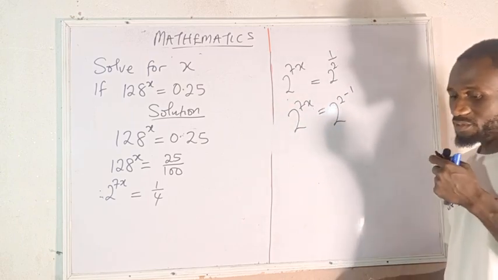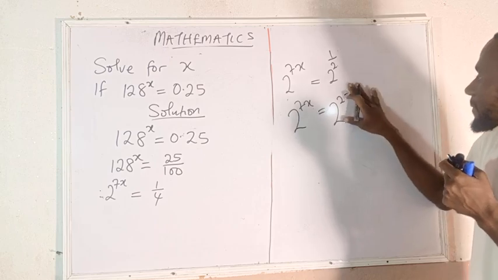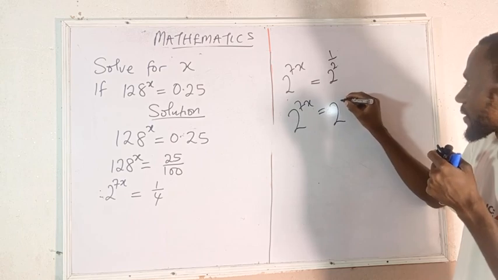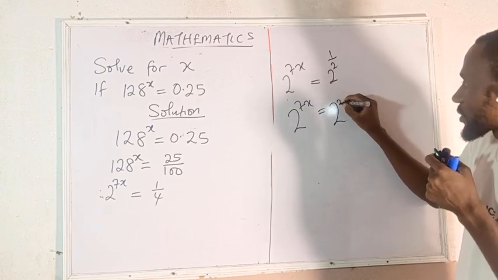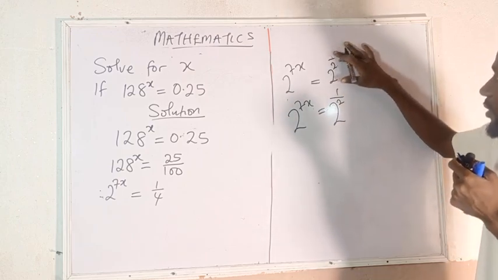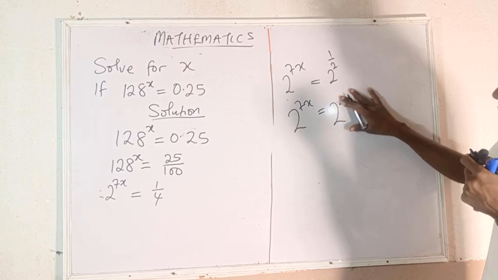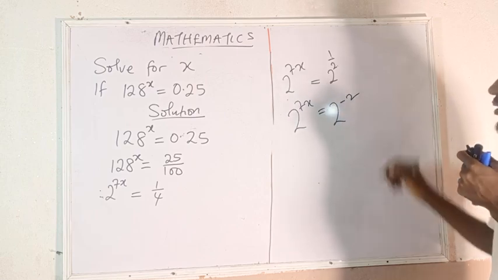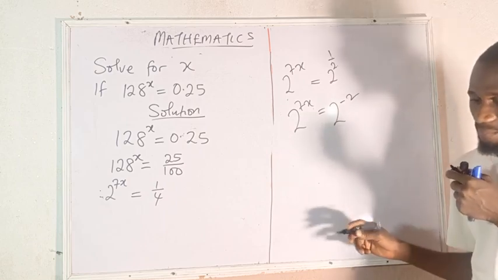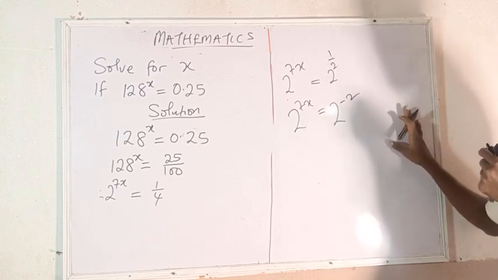We can also change it into, we can say this is 2 raised to power 1. We change it into this one. It can also be 2 raised to the power minus 2. That is the index form. For the index form also, this one can be 2 raised to the power minus 2.